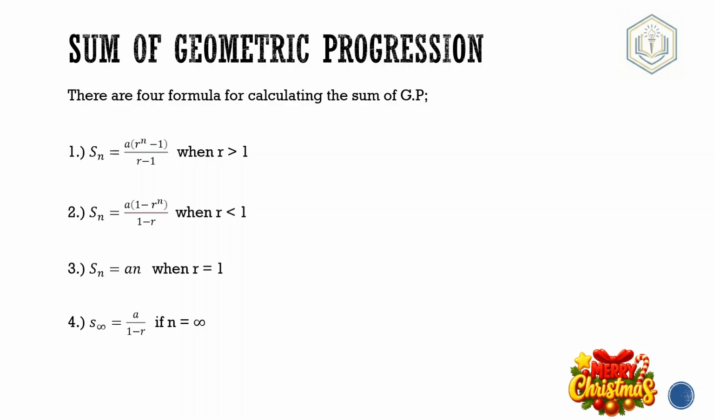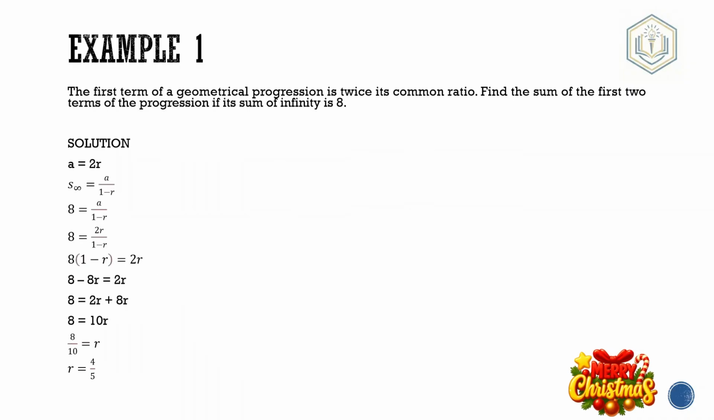The fourth case is when your n is tending to infinity. So how do you do that? You have your S subscript infinity equals a over 1 minus r. So let's go to example 1.